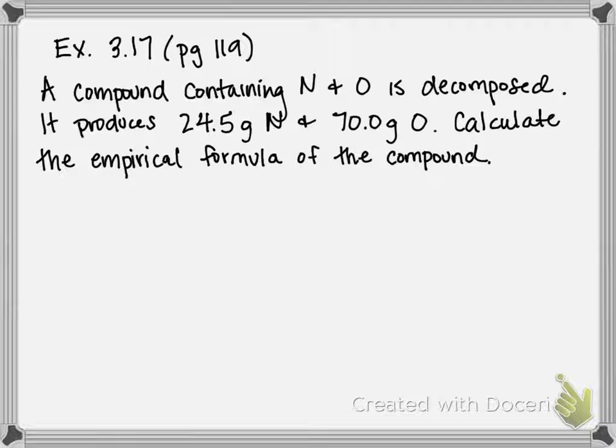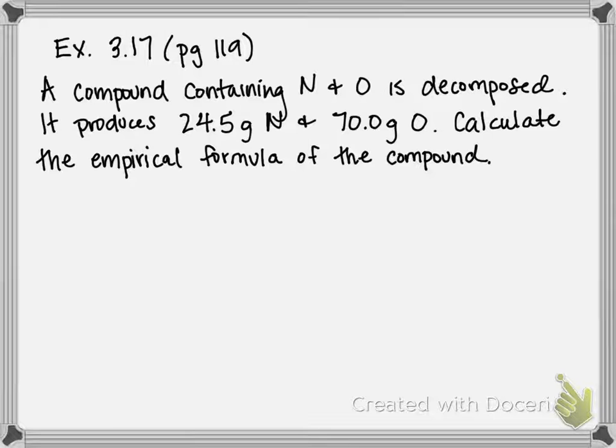This is example 3.17 on page 119 of our textbook. In this example, we're going to be figuring out how to get the empirical formula for a compound given some experimental data. So the question states, a compound contains nitrogen and oxygen, is decomposed, produces 24.5 grams of nitrogen and 70 grams of oxygen. Calculate the empirical formula of the compound.